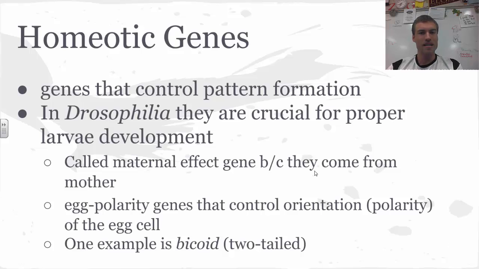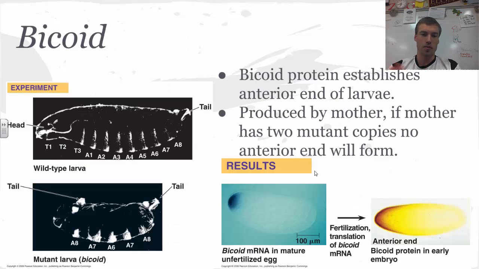Now, the embryo has these genes, but whatever the embryo has doesn't actually affect the expression of them, or it doesn't affect the offspring itself. It's actually from the mother. And these can be known as egg polarity genes, and they control the orientation, which is another word for polarity, of the egg cell. One example is bicoid, which means two-tailed. So we're going to take a look at bicoid in a little bit more detail.